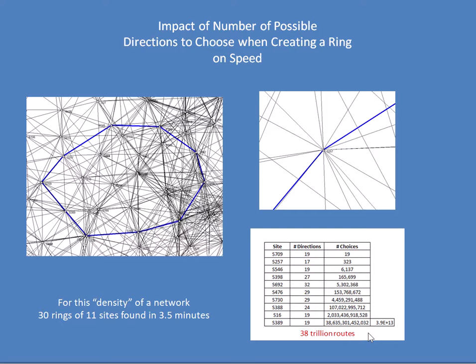It's a massive number. So that means that when you have a very dense network, it can take a long time to find solutions as it searches. So that's a good motivator to keep the number of connections to a reasonable minimum while still achieving your design goals. Now for this network, 30 rings were found of 11 sites each, and this was done in 3.5 minutes, which is very good when you look at the density of the network here.